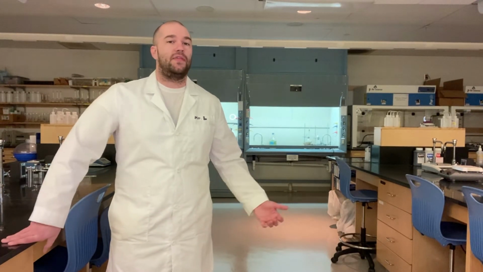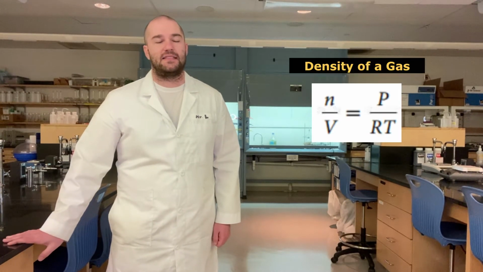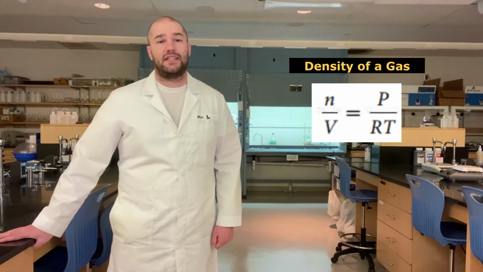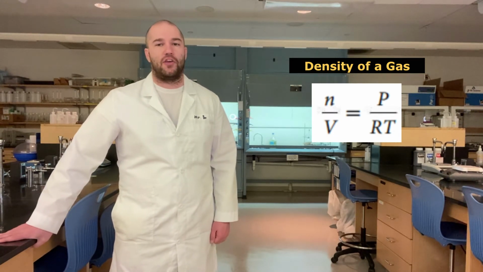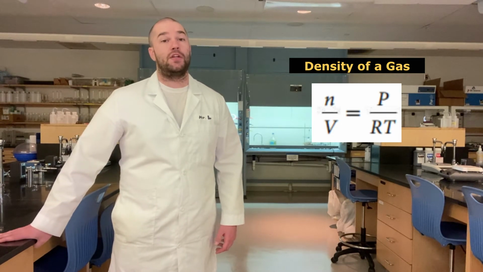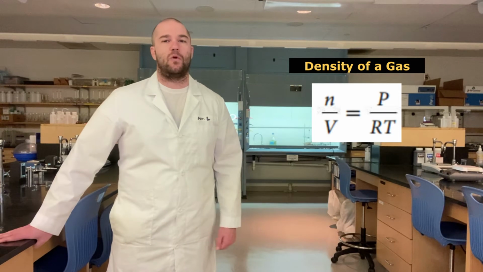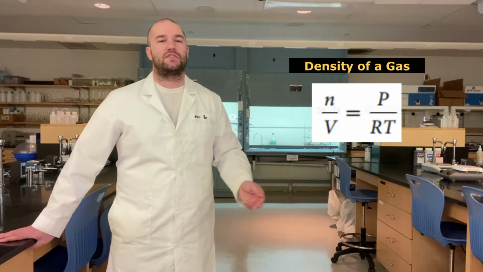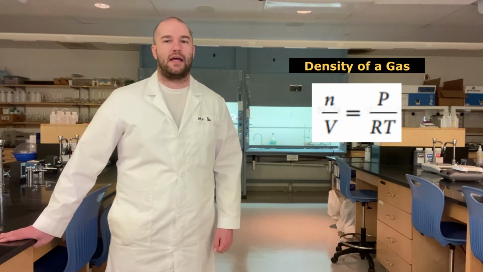There are some different things we can use the ideal gas equation to figure out. We can manipulate this and do algebra, and we can solve for some different things. One thing that we may want to know about a gas is the density of the gas. If you remember, density is equal to the mass over the volume. Well, in the ideal gas equation, we don't have a mass term, but we do have a moles term. If you remember from a previous video, we can relate the number of moles to the mass by multiplying by the molar mass.